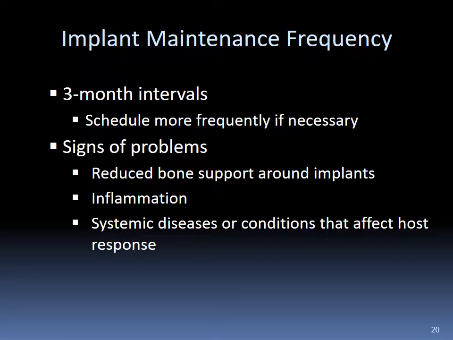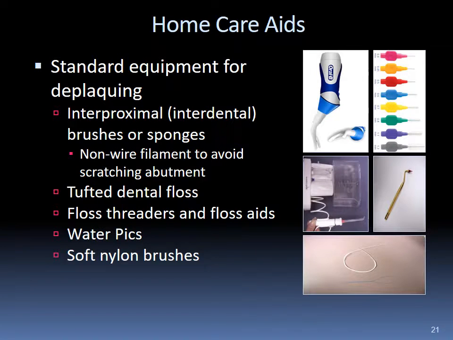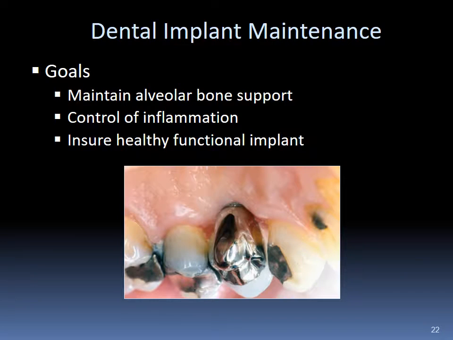medical intervention. Take a moment to familiarize yourself with the various hygiene aids recommended for implant deplaquing. Non-wire interproximal brushes, interdental stimulators, floss threaders and superfloss, floss aids and water picks are among the home care aids recommended to implant patients. The goal of implant maintenance is to ensure the integrity of the alveolar bone support by controlling inflammation for the longevity of a healthy, functional implant.